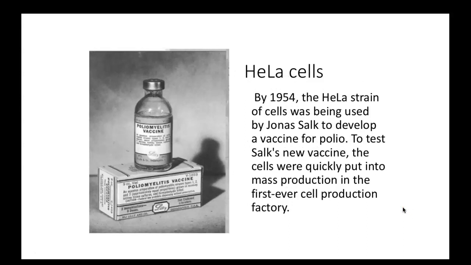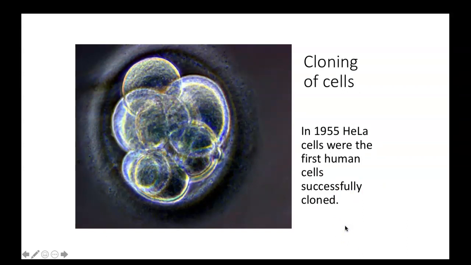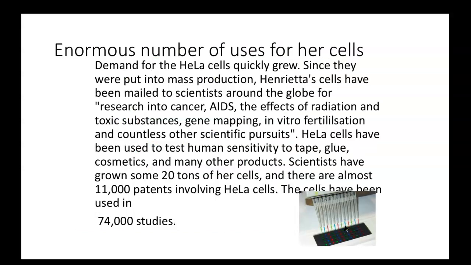One of the things that was discovered with the HeLa cells was the polio vaccine. You can write that down. The first human cells that were successfully cloned were HeLa cells in 1955. They were put in mass production, and they are being used around the globe for cancer, AIDS research, the effects of radiation and toxic substances on cells, gene mapping, in vitro fertilization, and fertilization is spelled wrong, sorry about that. And countless other scientific pursuits.